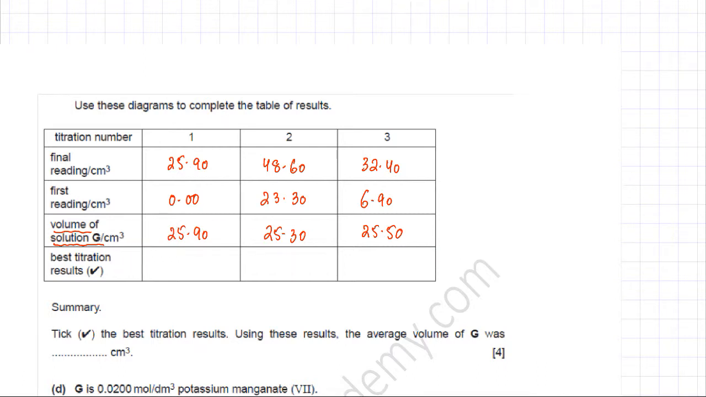Now the next part in this row over here, you have to take the best titration results, and remember the best titration results are the ones that are close together, because if the values are close together, that would indicate that they are consistent. So this value is slightly off. It's slightly away from the other values, which means there must be something wrong going on in this titration.